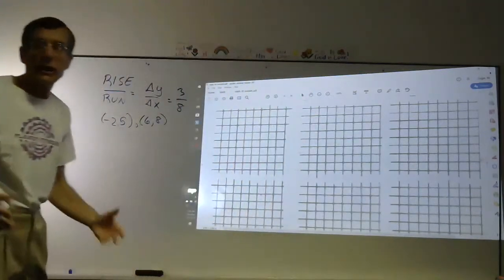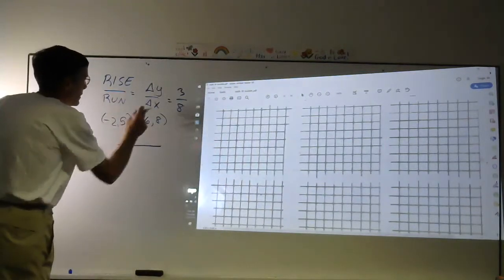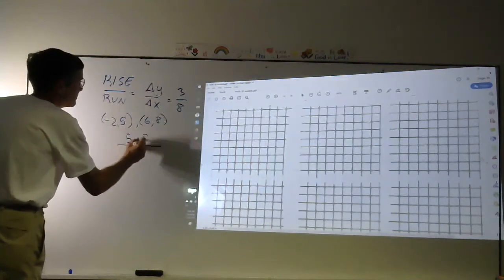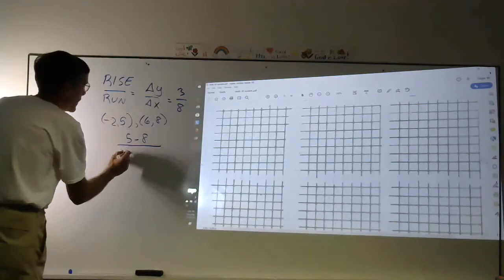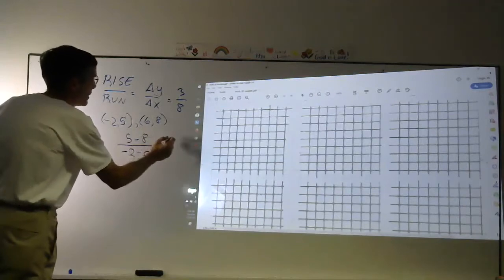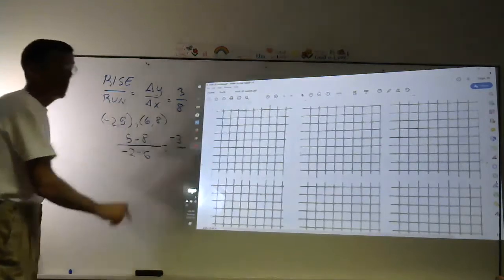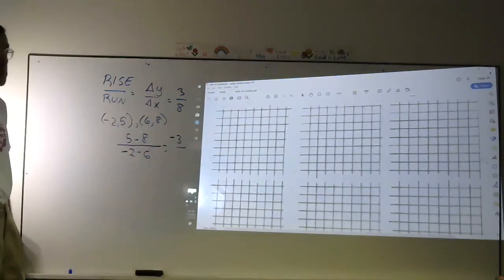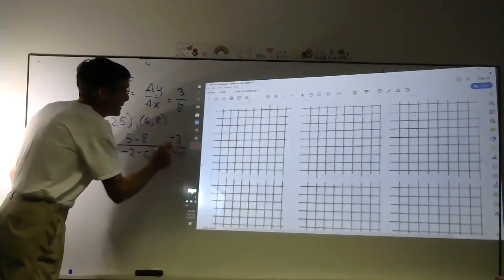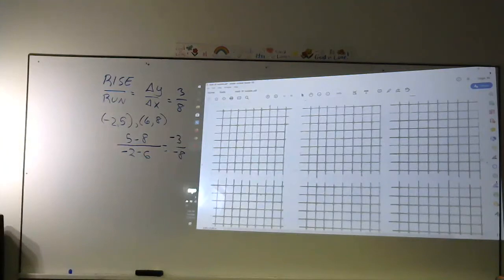But you don't have to graph it. You can use this and do delta y over delta x. Watch. Subtract the y values, 5 minus 8. Subtract the x values, -2 minus 6. Right? 5 minus 8, subtract, give it the sign of the biggest: -3. A -2 and a -6, 2 negatives, you have a bigger debt. That's -8. The 2 negatives kill each other, and you still get 3/8. You do not have to do it either way. You can pick however you want to do this.